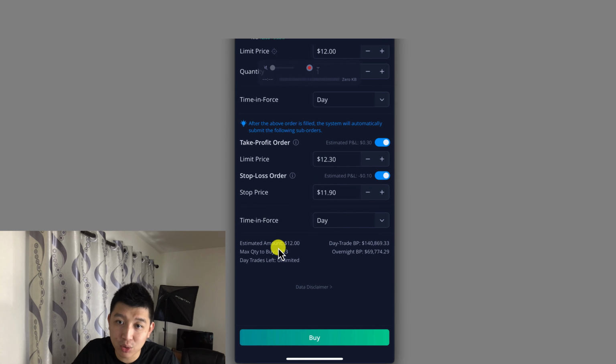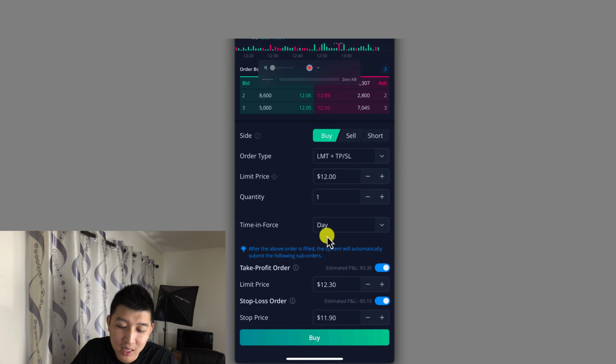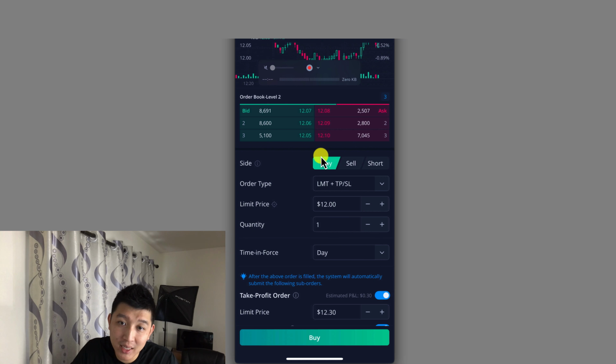And by the way, let me scroll up a little bit because I didn't talk about this. This only works for buy and short orders. It's not going to work for sell because it's automatically doing it for you when you place this order. For short, you have to have margin, and it's basically the opposite of it. I'll show you a bit of it later on.